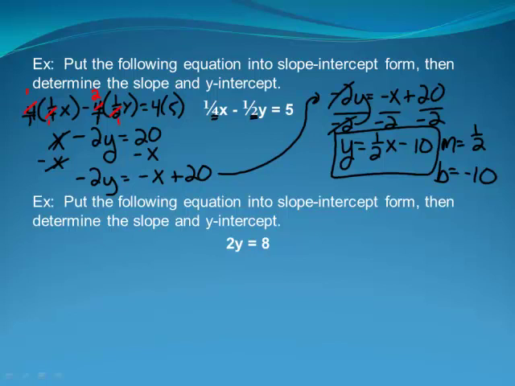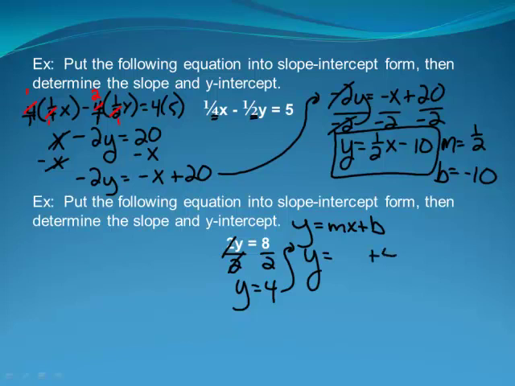Put the following equation into slope-intercept form, then determine the slope and the y-intercept. 2y = 8. All right, slope-intercept form, y = mx plus b. We want to isolate the y just like before. So divide both sides by 2. And we've got y = 4. Now if you compare that to this, the y equals, of course, directly compares. And then we do have a constant for our b, +4.